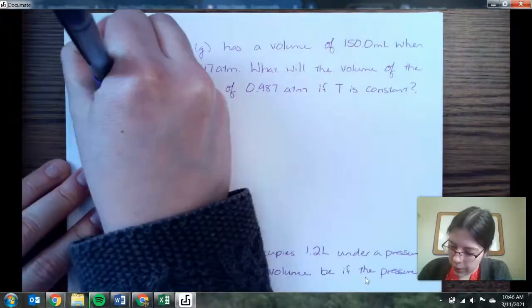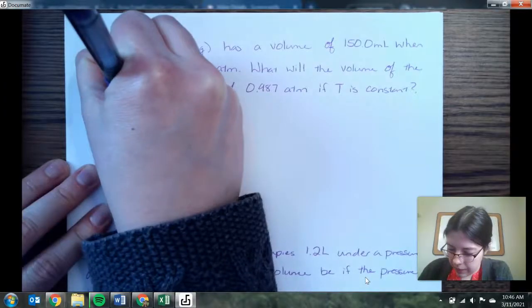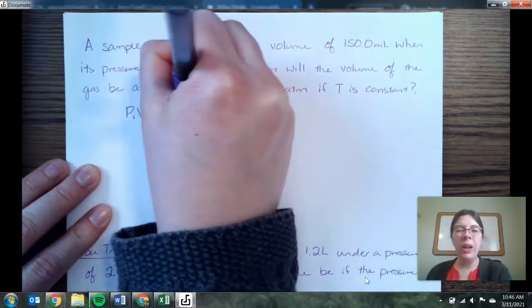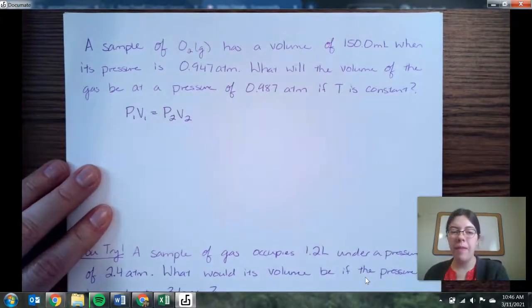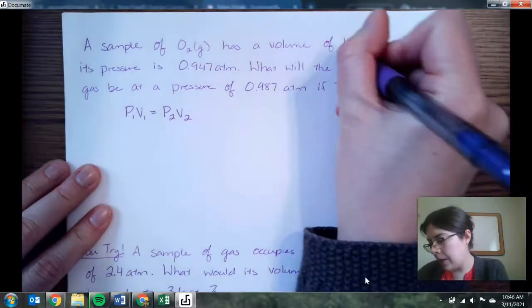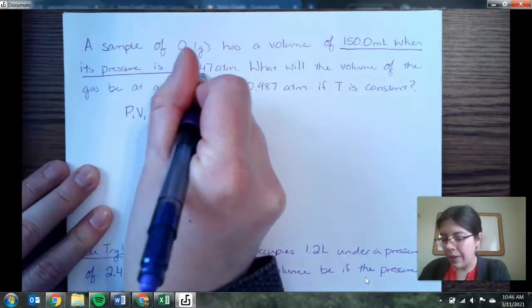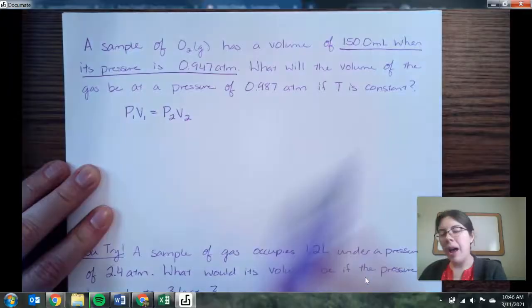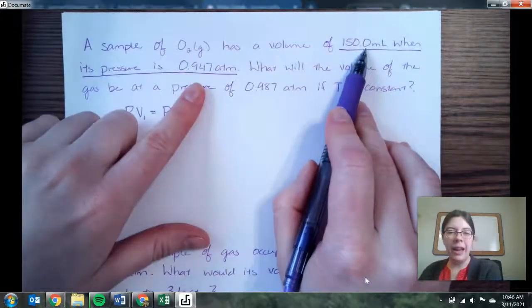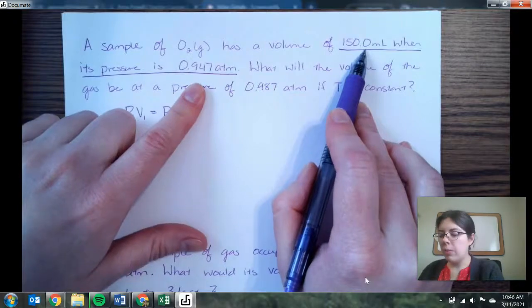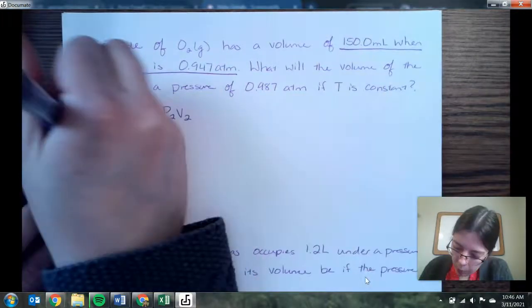So we know the equation for Boyle's law is P1 times V1 is equal to P2 times V2. It's really important for this that you think about the paired values and keep them on the same side of the equation. So one set of paired values is 150 milliliters when its pressure is 0.947 atmospheres. That means the 150 and the 0.947 have to be either the ones or the twos. And since that's what we're starting off with, we're going to make those the ones.